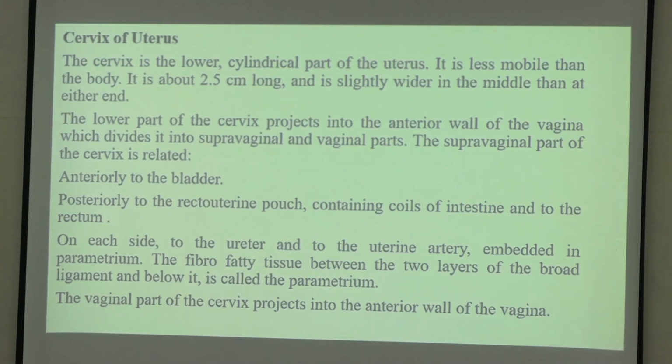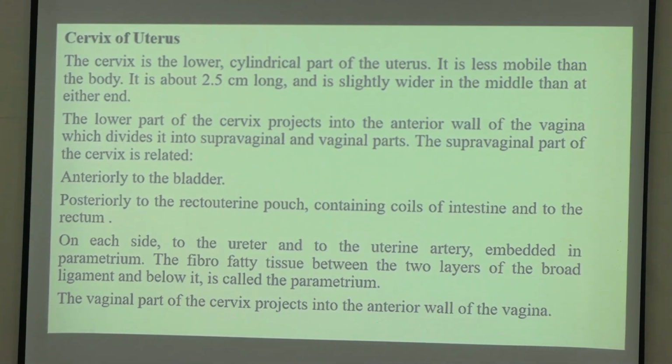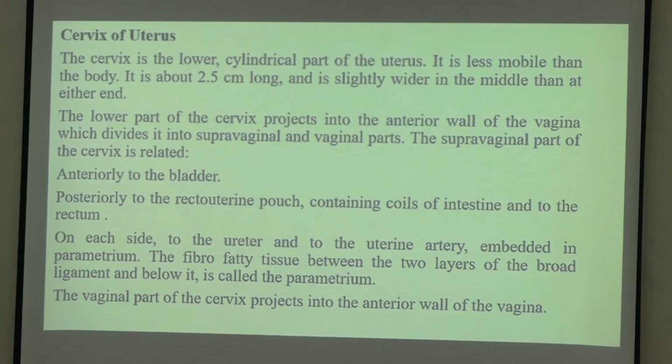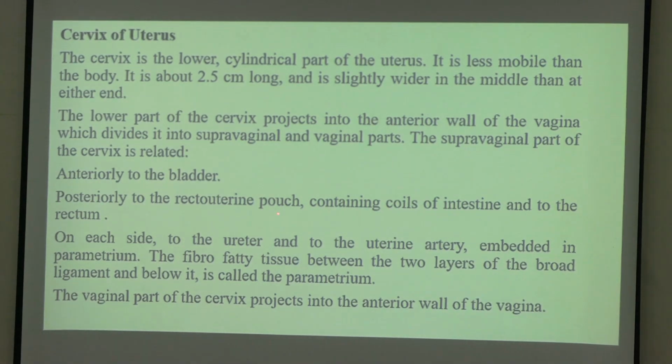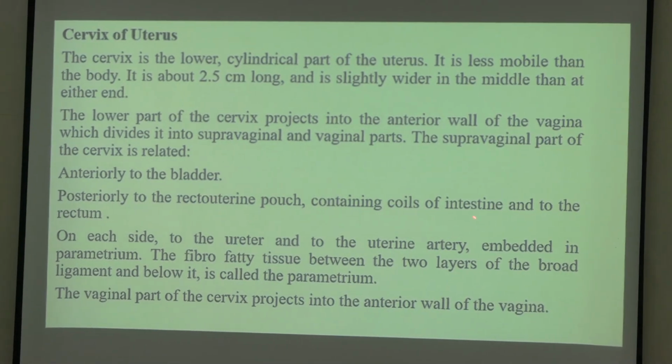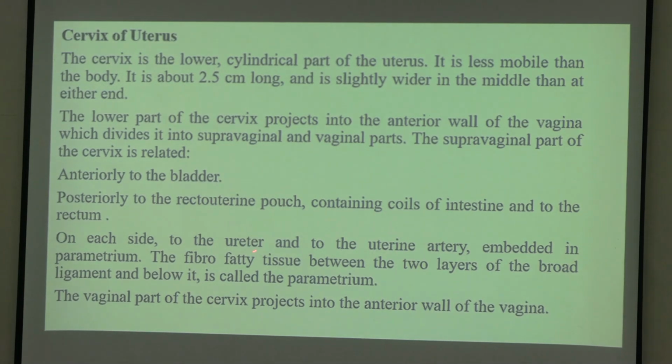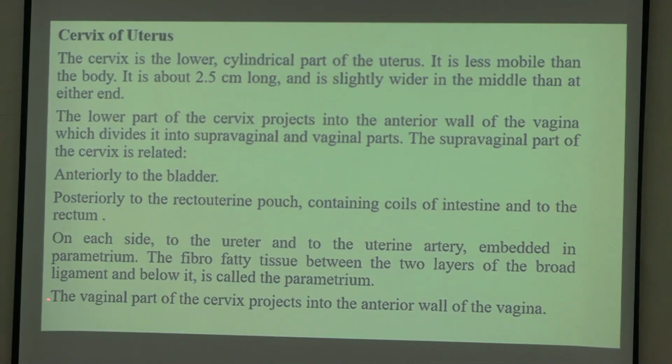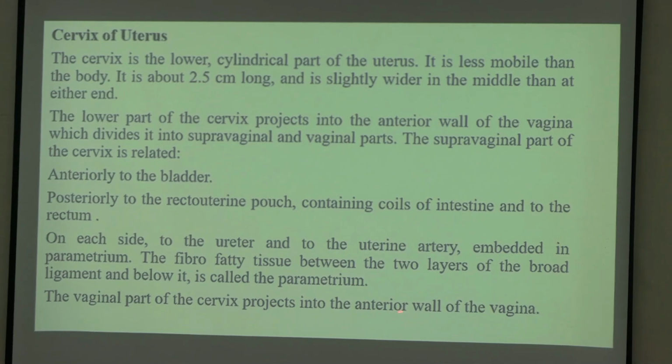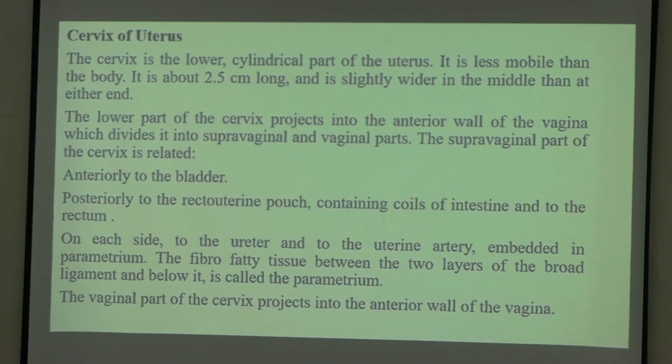Now if you take the supravaginal part just above the vagina, at that time, posteriorly the rectouterine pouch is there containing the coils of the intestine. On each side, the ureter and uterine arteries are there. Okay. And the vaginal part of the cervix projects into the anterior wall of the vagina. Let me show you the diagram.